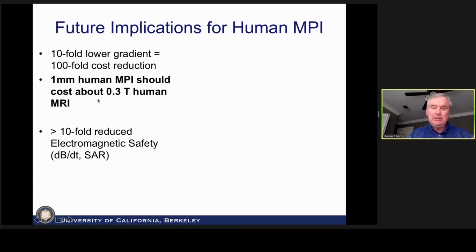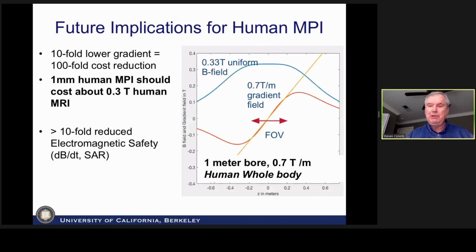And so I did some simulations on the magnet cost, and it actually would cost comparable to that of a 0.3 Tesla human MRI. And what I did here is real simple. If we had a 0.33 Tesla uniform B field that you could use in MRI, I made this whole body, and I just flipped the sign of one of the coils that forms this Helmholtz magnetic field, and you get about a 0.7 Tesla per meter field gradient. So that's a slightly compelling argument that we could actually reduce the cost of this to a low-field MRI.